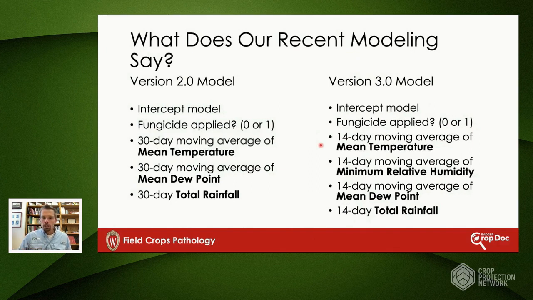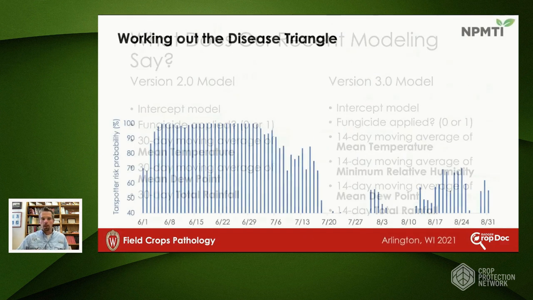But if we're looking at weather parameters, it turns out that a 14-day range of weather has typically been pretty informative for us here in the Midwest. So we're looking at mean temperature over a 14-day period, the 14-day minimum relative humidities, 14-day mean dew points, and the 14-day total rainfall. We build all this into our tool, and on a daily basis we can redo the predictions and what the risk is that we're going to see tar spot develop.